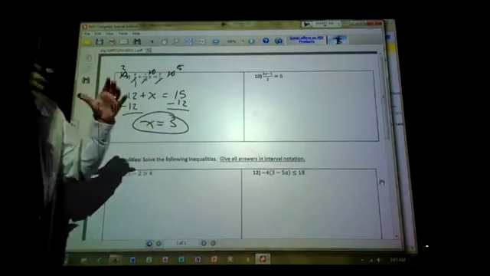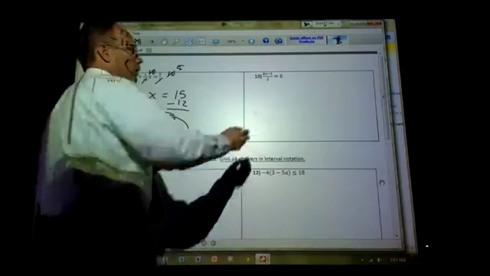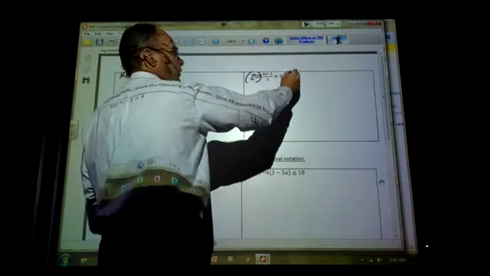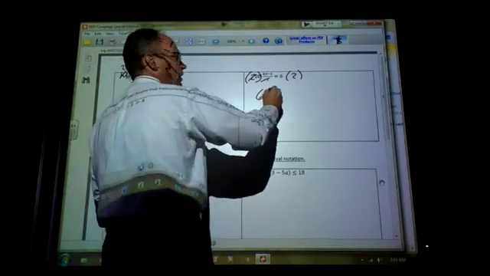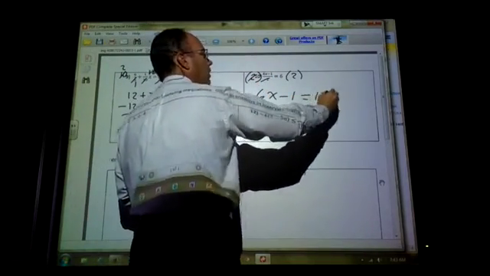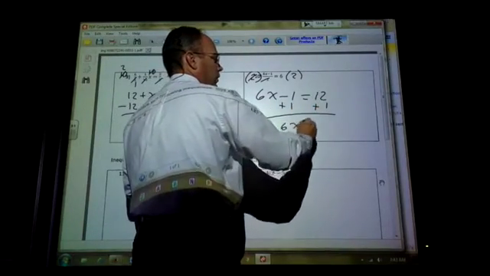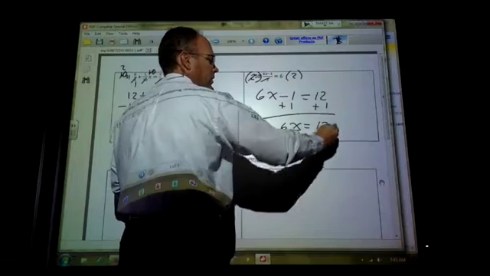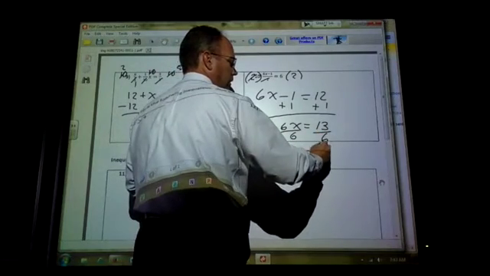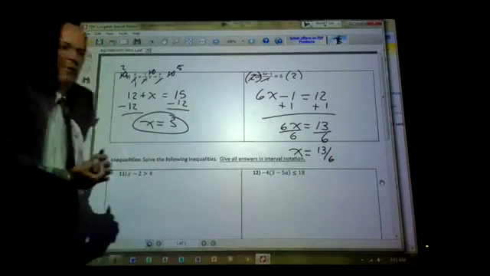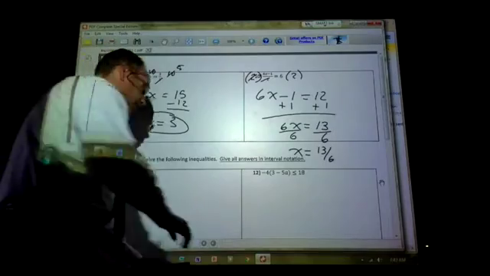Number 10, I have 6x minus 1 all over 2. So what I'm going to do is let's clear that denominator. I'm going to multiply both sides by 2. That cancels that, so I get 6x minus 1 is equal to 12. Add 1 to both sides. 6x is equal to 13. Divide each side by 6. So I get x is equal to 13 over 6. And again, you can leave it as an improper fraction.